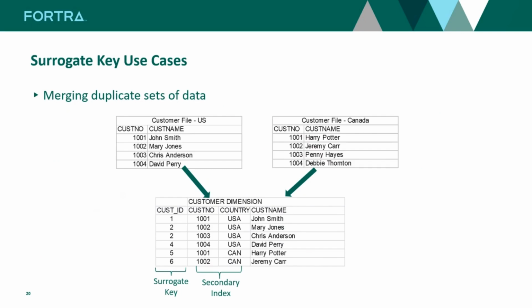Now, here's an example. We have separate instances of a customer database in the US and Canada. We want to merge them in the data warehouse, but they have duplicate key values. The surrogate key replaces the original keys and it easily allows us to do this. The original customer number value is retained in the data, and we also introduce the country code as a new attribute.